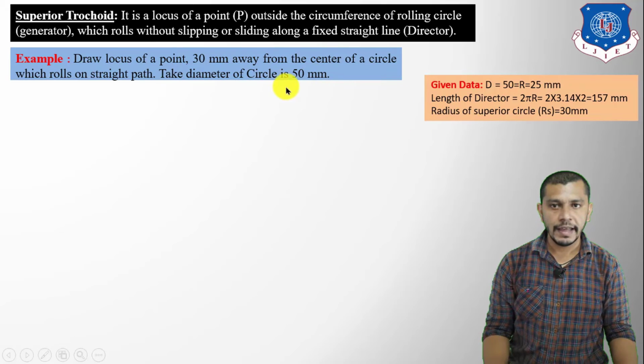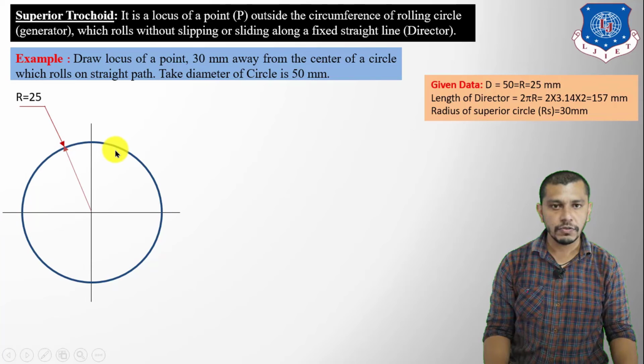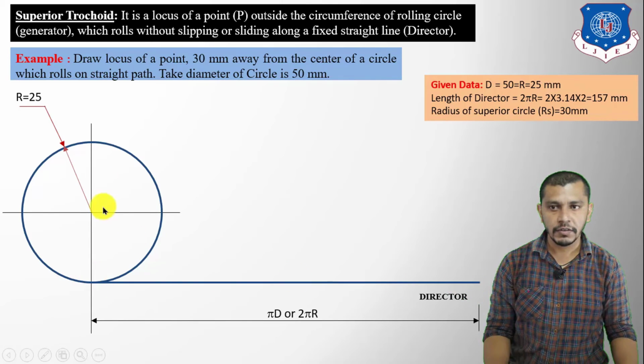So the length of the director will be equal to 2 pi r, which is equal to 157 mm again. And we have to draw a locus of a point which is 30 mm away from the center of the rolling circle. So first of all, draw the rolling circle having radius equal to 25 mm. And here we have shown the vertical and horizontal diameter of the circle. So from the intersection point of the vertical diameter, draw a director line, which should be perpendicular to this line and having length equal to 2 pi r, which is equal to 157 mm.